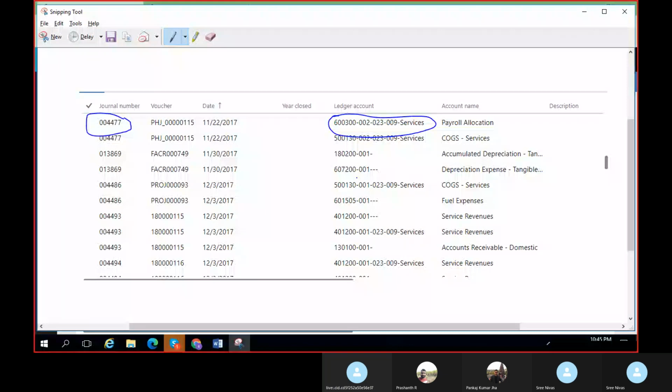If you see, the heading says that it is a ledger account, and this is related to ledger. This is a main account. Based on the main account number, 600300, you will know; and this is related to financial dimension, this is related to a cost center, and this is related to some other subsegment. So immediately you should be able to identify that this 600300 is related to payroll allocation. That means there is something related to the HR module.